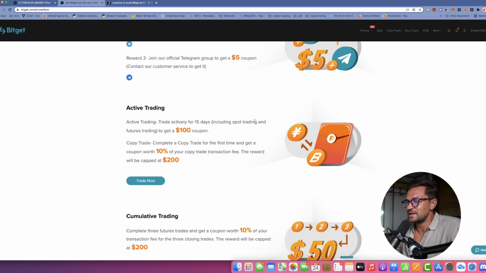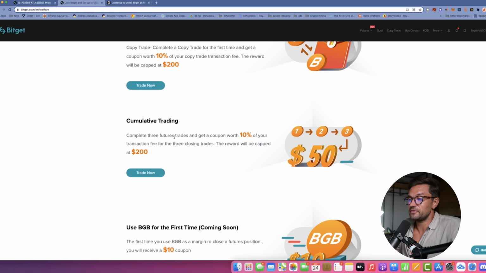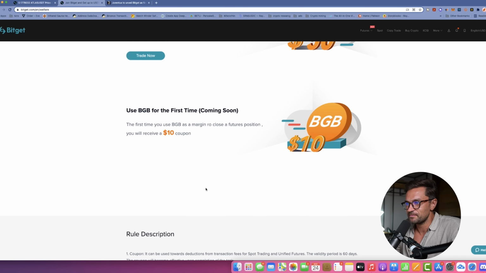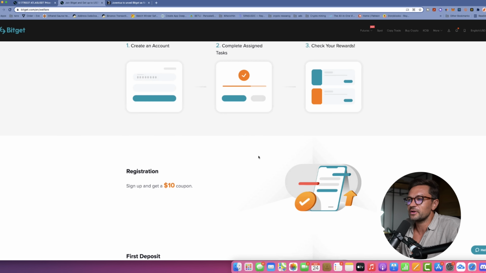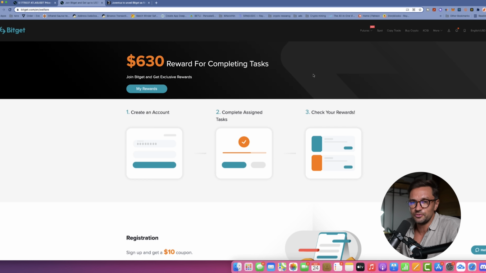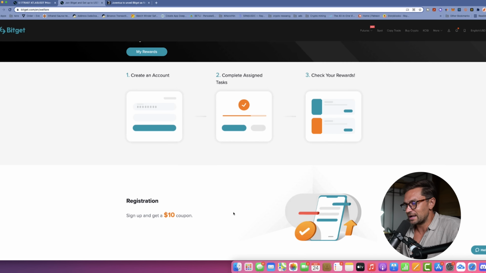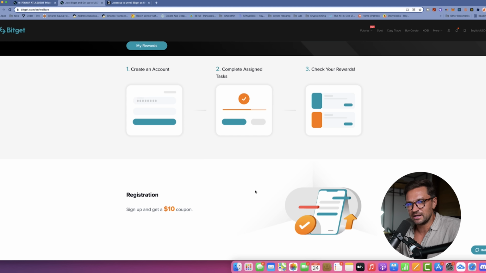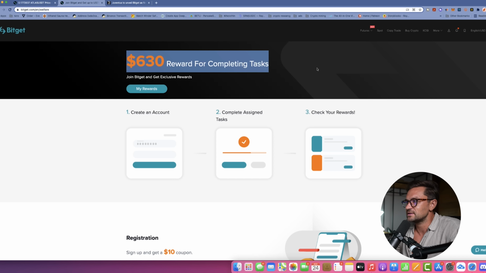Actively trading for 15 days, including spot trading and futures trading, you can get a $100 coupon. Cumulative trading, complete 3 futures trades and get a coupon worth 10% of your transaction fee with 3 closing trades. The reward will be capped at $200. Use BGB for the first time, which I believe is their upcoming token, to get more rewards. So cool that they're offering $630 to people who are just getting started. If you actually participate, it's kind of like a play to earn aspect of all these gaming NFTs, they're actually doing within the broker. So cool to see that they have $630 worth of rewards for new users.